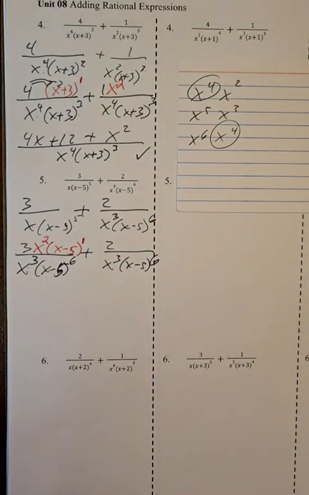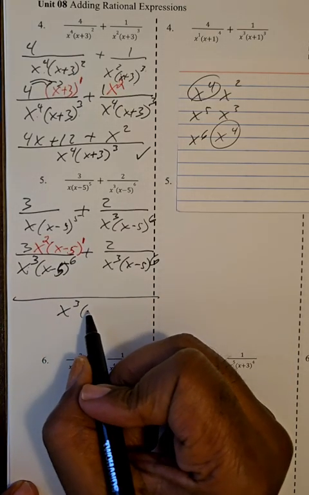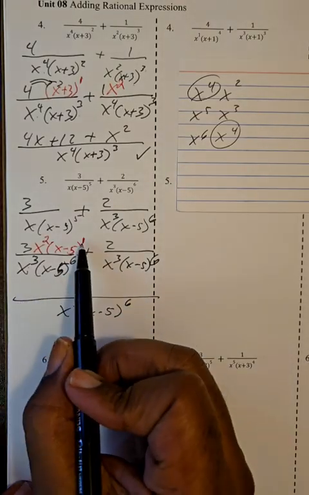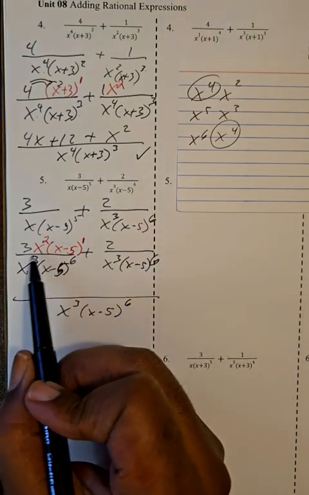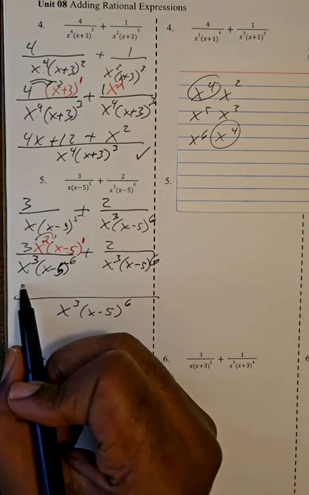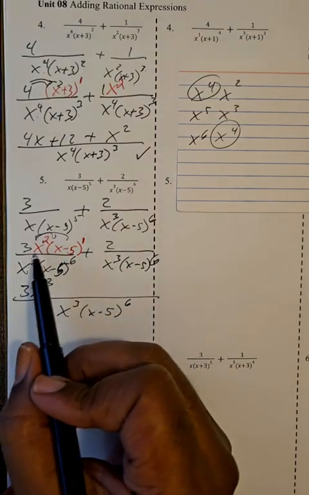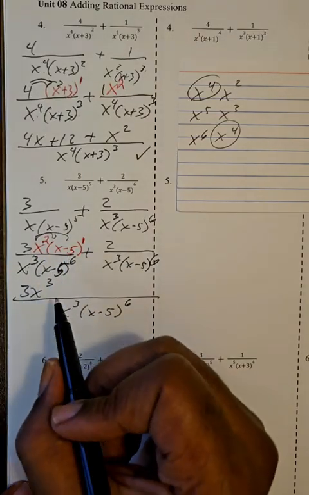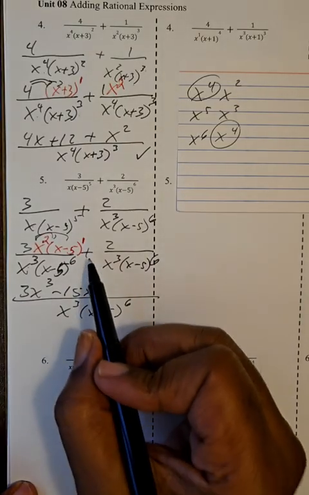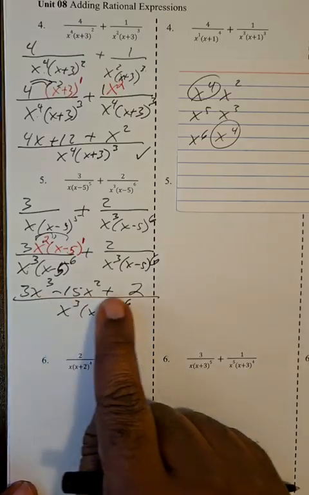So let's put everything together. So x cubed, x minus 5 to the 6. So this is to the first power, so the 3 and the x squared can be distributed. So 3x squared times the x gives us 3x to the third power. And 3x squared times the negative 5 gives us negative 15x to the second power. Then plus, and then the 2. And it is in order, which is great.